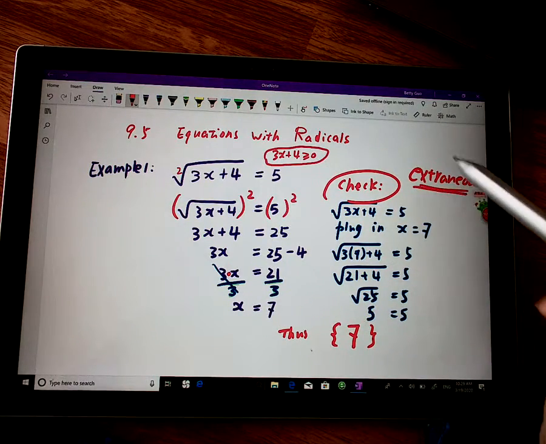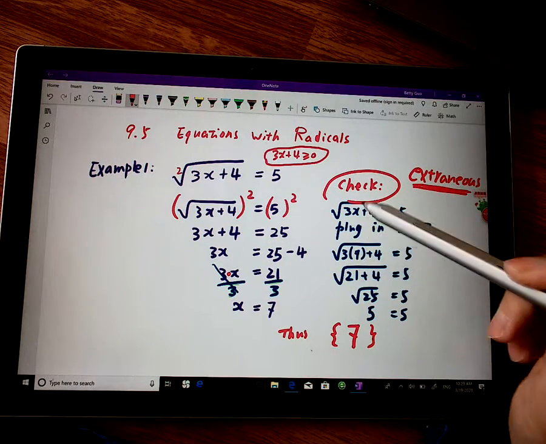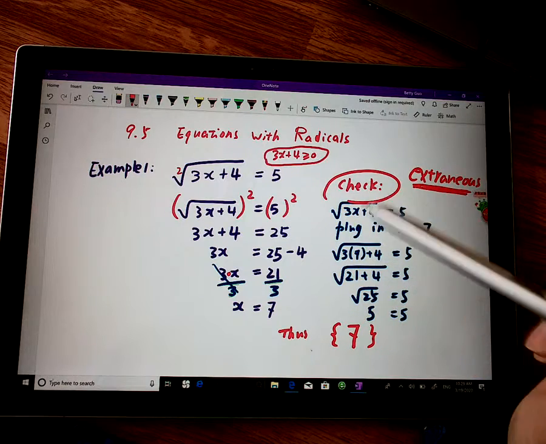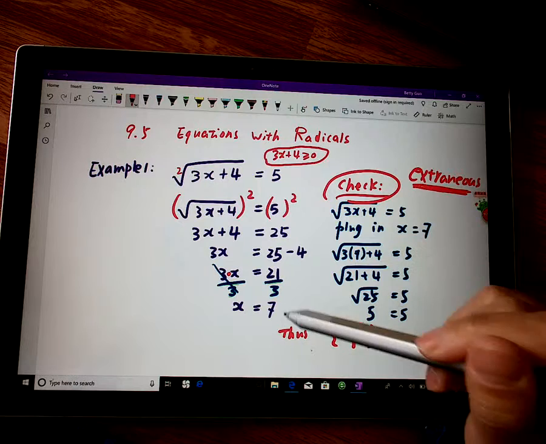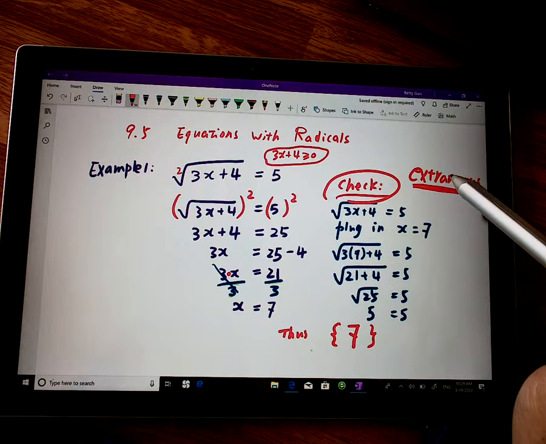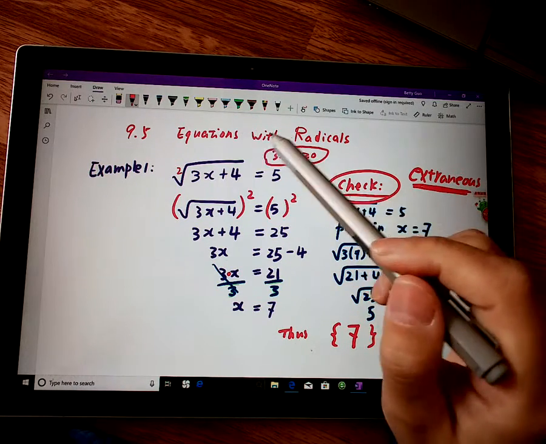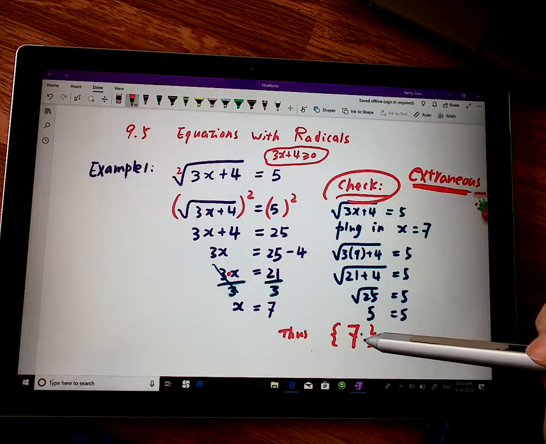So that might possibly invite in extraneous solutions. So we're going to be very careful. You need to remember, when we solve a radical equation, we need to check to see if the proposed solution is an actual solution. If it's extraneous, if the proposed solution does not satisfy the original equation, we have to get rid of it.